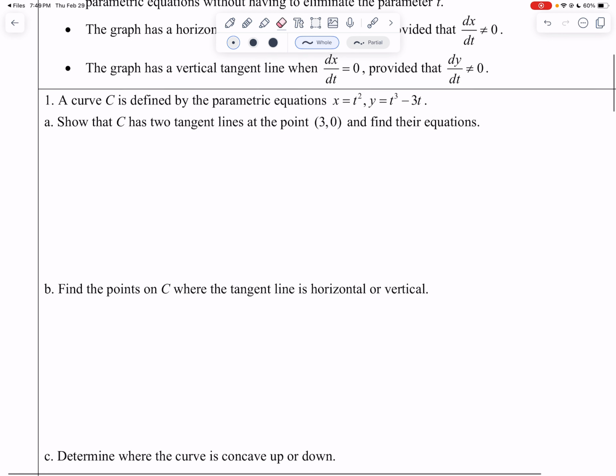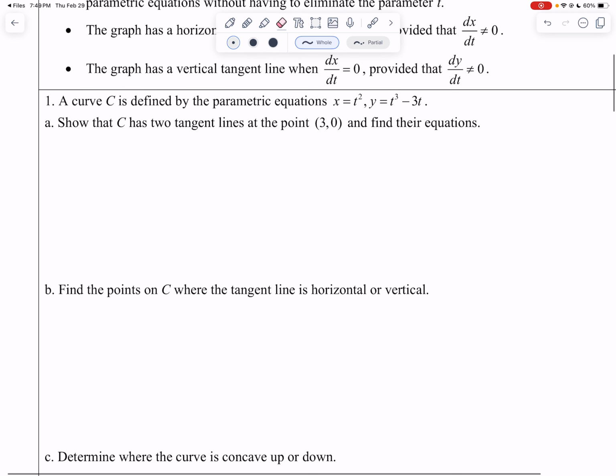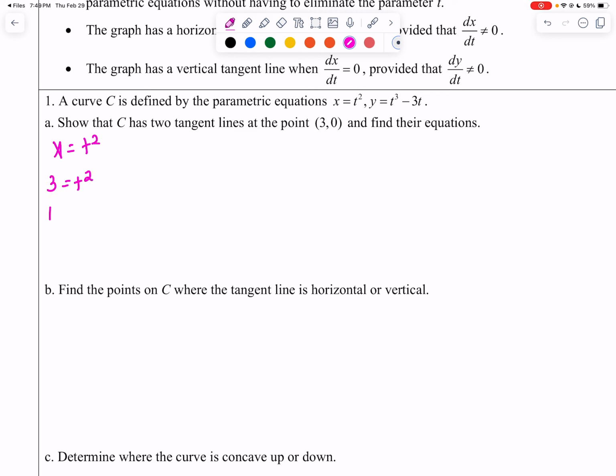Well, in order to do that, I should probably figure out what t is. So to figure out t, I'm going to plug in 3 for x, or I could plug in 0 for y. Now, which one's easier, x being 3 or y being 0? I'm thinking x being 3. So I have x is equal to t squared, 3 is equal to t squared, which means that t is going to be plus or minus root 3. Okay, so that's going to be my t value that I'm going to evaluate my derivative at.